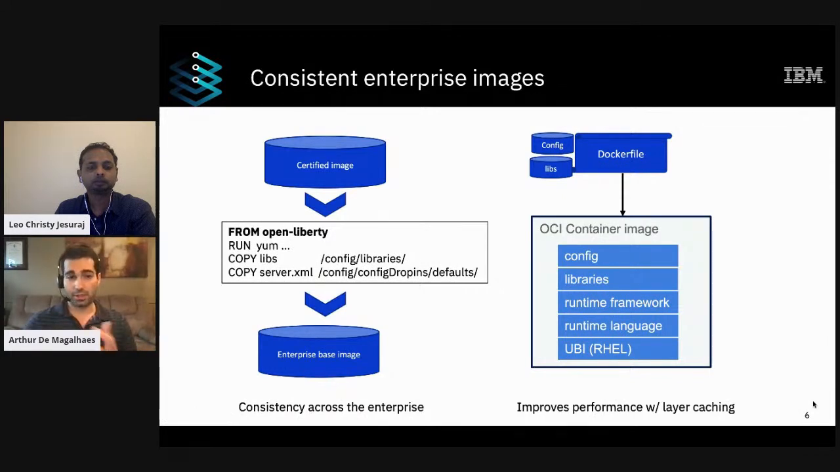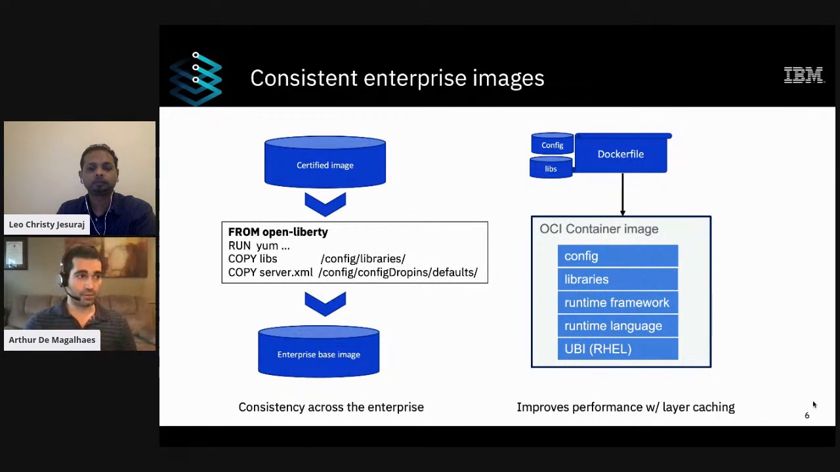And customization can mean a lot of things. It could be running a set of yum commands to customize the libraries that you have in your operating system. It could be some Java tuning. It could be, in most cases, some default configuration in Liberty. And you can create then different enterprise-based images.